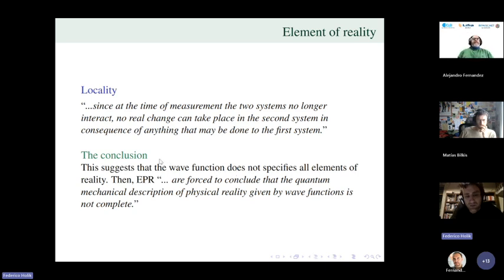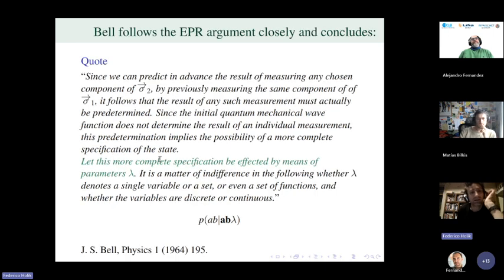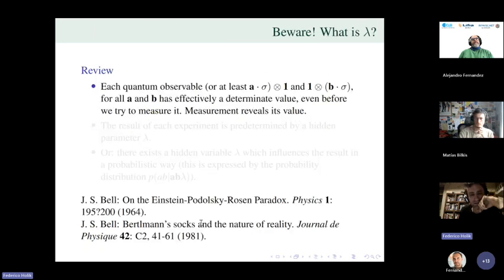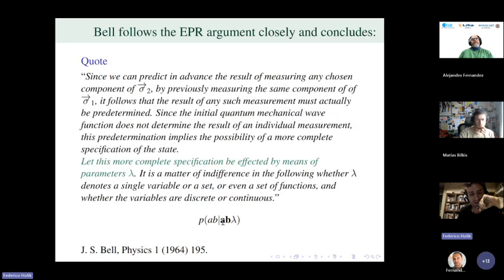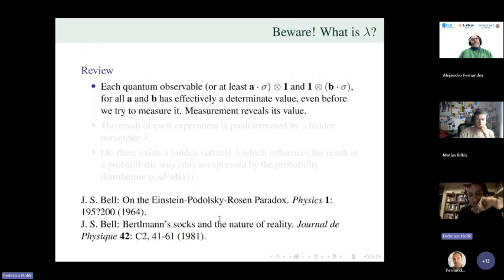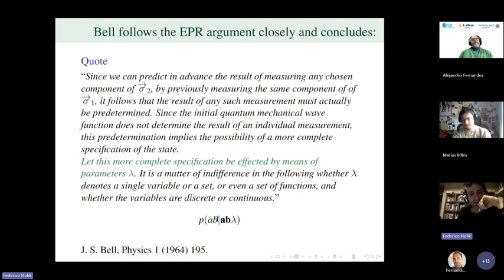Then Einstein, Podolsky, and Rosen are forced to conclude that the quantum mechanical description of physical reality given by the wave function is not complete. So this inspired Bell's work during the 60s. Now he considered a spin scenario where you have this element here, which is the probability of Alice measuring bold A, Bob measuring bold B, and obtaining the results A and B.